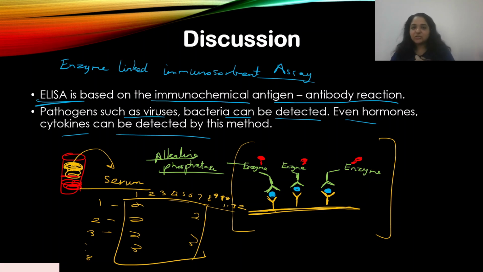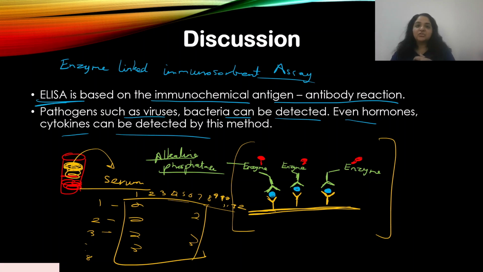Like I just mentioned here, you have your primary antibody already there, you put in your serum samples there, then you put in the secondary antibody which is linked to an enzyme, and you add the substrate. Then you see the change in the color, and that intensity of the color will determine how much concentration of that particular thing that you're trying to detect is there.